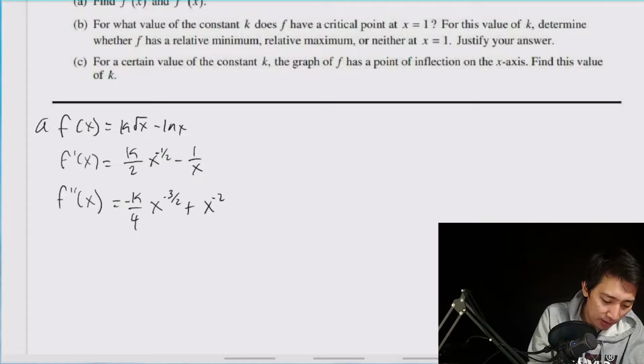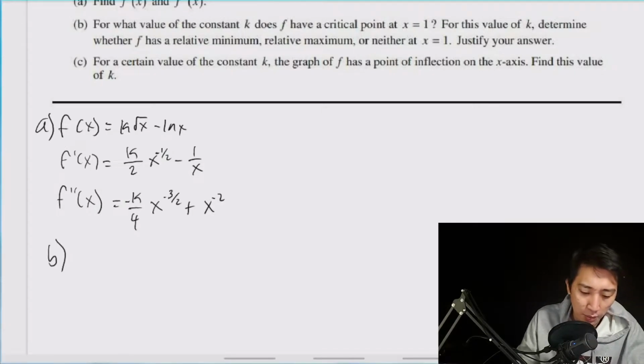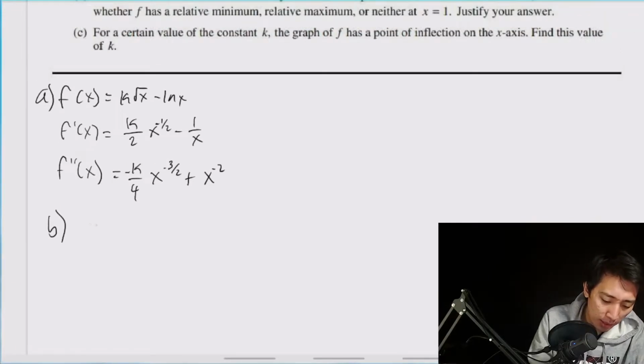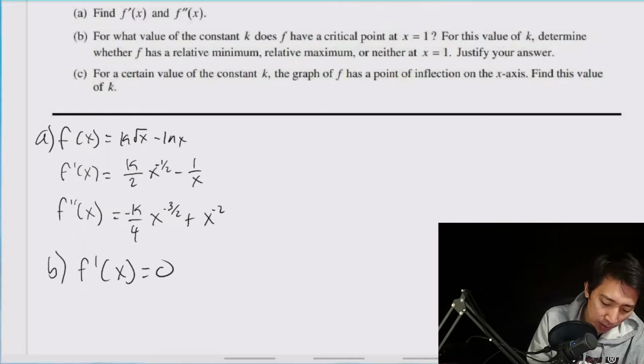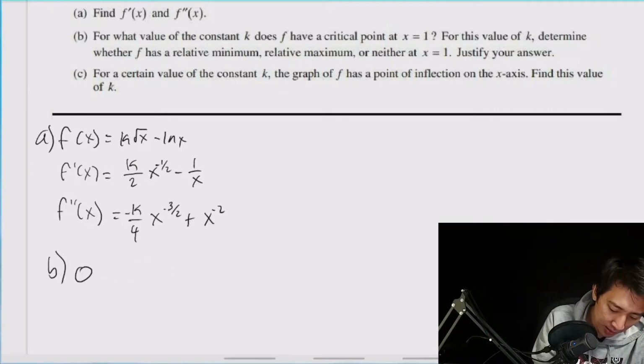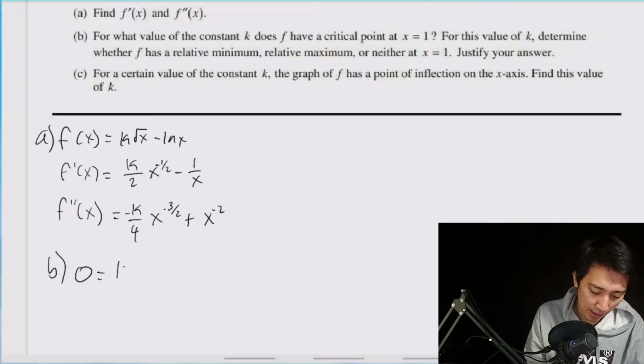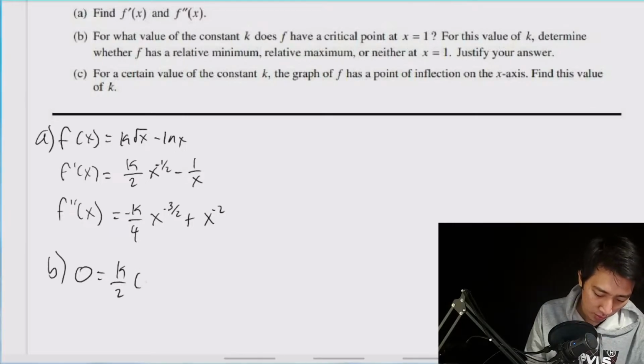A is done. So now B, it says, for what value of the constant k does f have a critical point at x equals 1? So let's figure that one out first. So basically, again, to be a critical point, what I need to know is f prime of x is equal to 0. And specifically, I want that to happen at 1. All right, so let's figure this out. So we're going to say 0 equals k over 2, 1 minus 1.